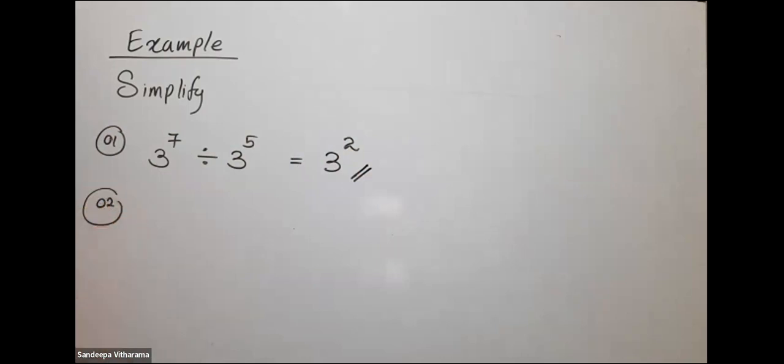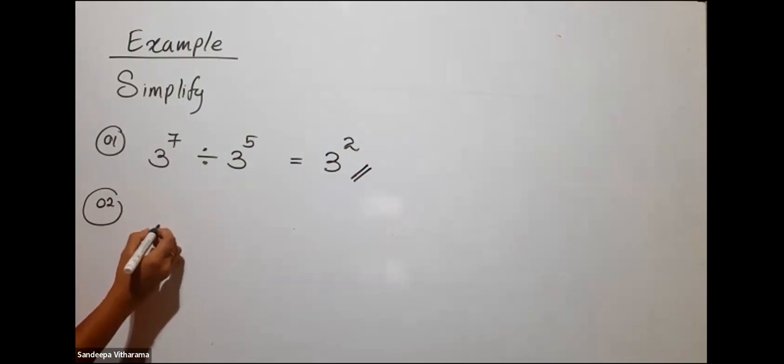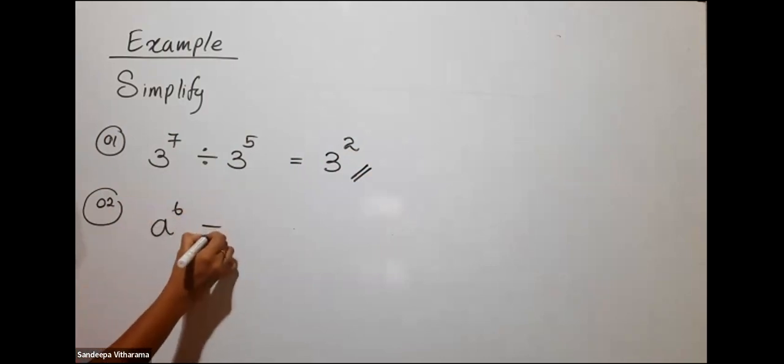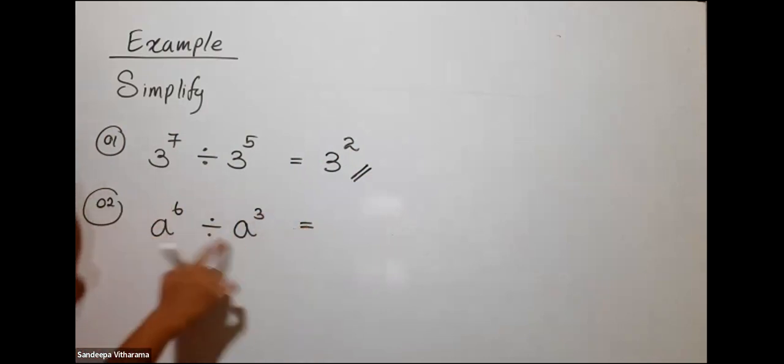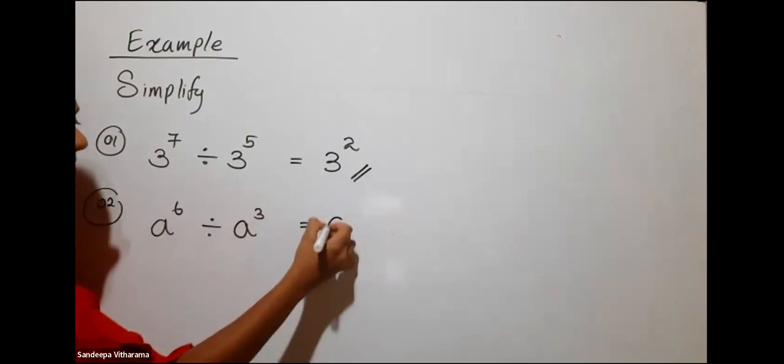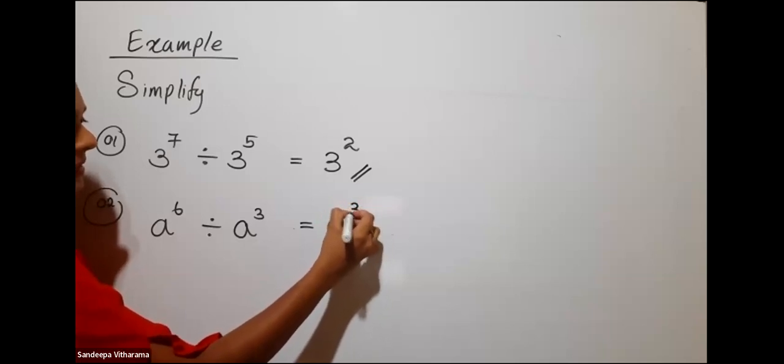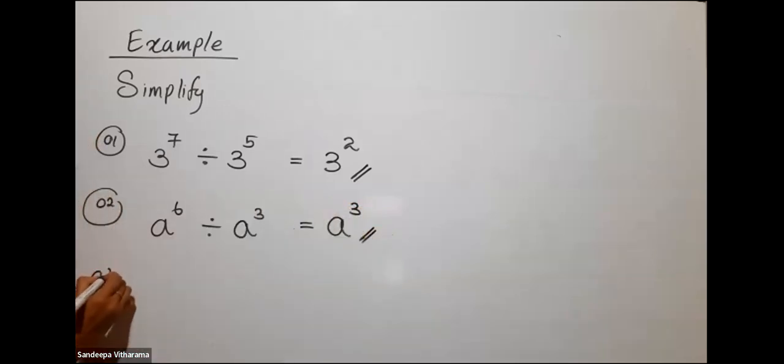Second one, it is a to the power of 6 divided by a to the power of 3. Then powers with same bases, so their indices are subtracted. Then a to the power of 3.